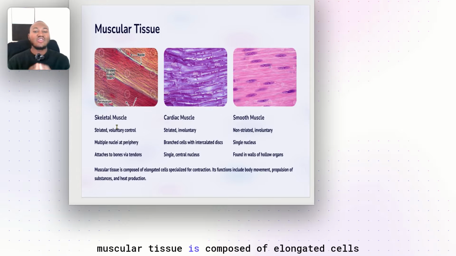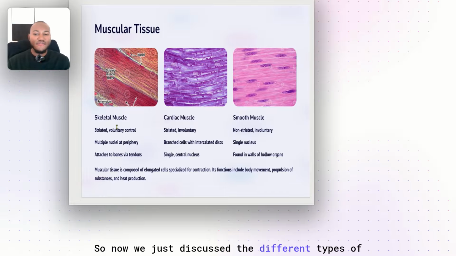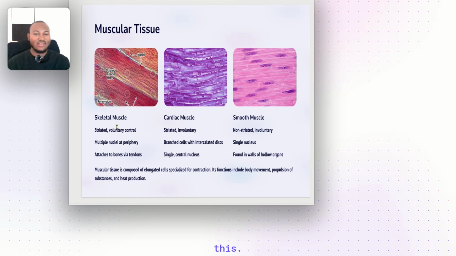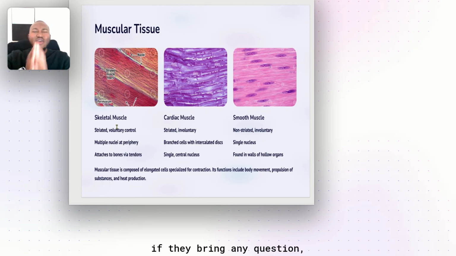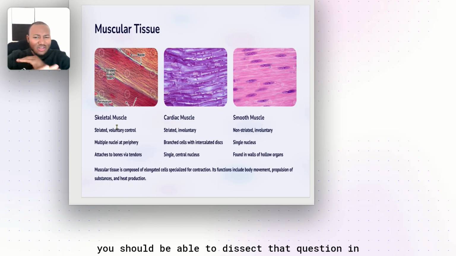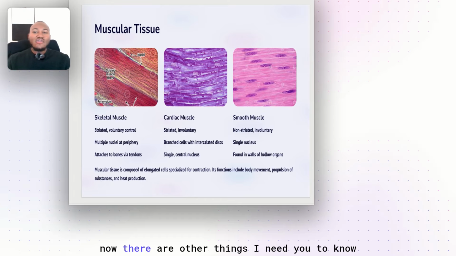Now, muscular tissue is composed of elongated cells specialized for contraction. The function is body movement, propulsion of substances, heat. So now we just discussed the different types of muscular tissue, and I need you guys to understand this. Now that we are done with the different types of tissue, if they bring any question, you should be able to dissect that question in terms of tissue. All right? Now, there are other things I need you to know about tissue.